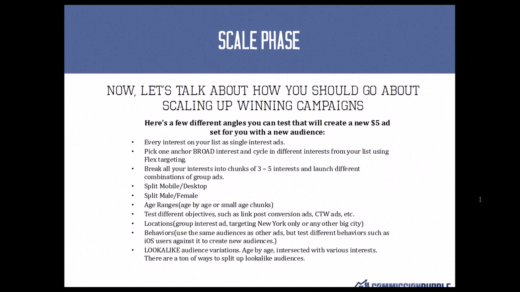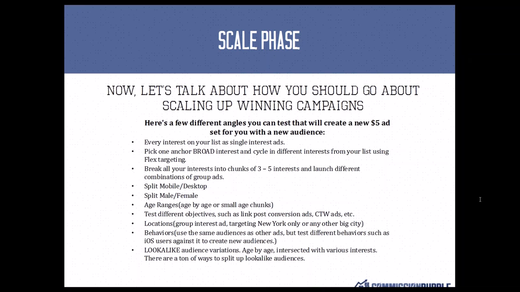Age by age, be careful with that because that can get very expensive. You've got to keep your eye on it. Or small age chunks, 25 to 34, how it is traditionally, or 25 to 29, 30 to 34. Just being creative. You can test different objectives such as link post conversion ads, clicks to website ads. Throw those up. That'll be a different slice of the big audience. That'll be another reason to launch another $5 asset to see if a different objective works better than what you're doing right now.